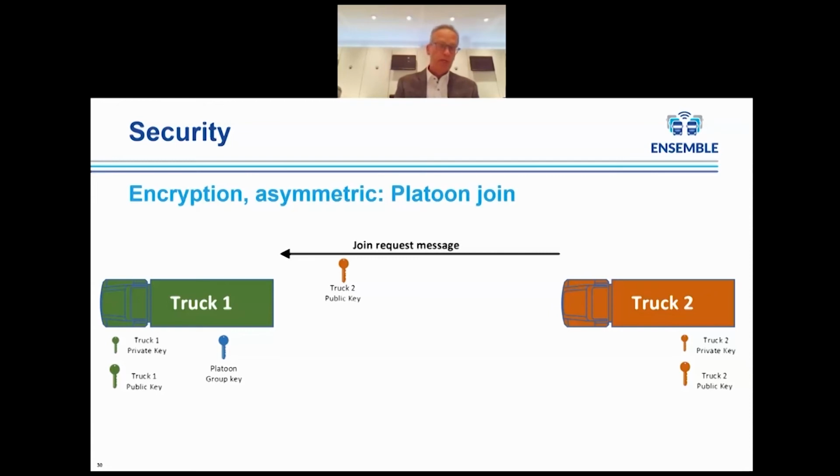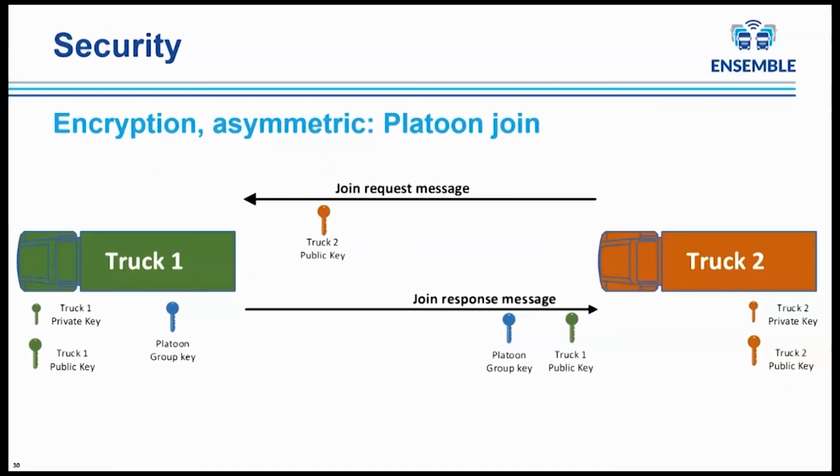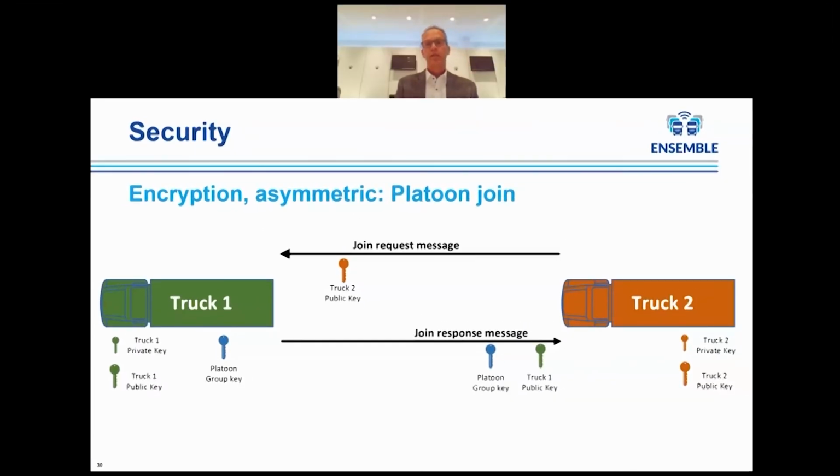But as you perhaps might remember, that key needs to be present in both trucks. So how do we make sure that the platooning group key ends up in truck 2? For that, truck 1 sends a join response message back to truck 2, and it copies that blue platooning group key into the message. It also copies its own public key into the message. But if truck 1 will send a message like this, everybody can listen into the message and determine the values of these two keys. That's not what we want to do. We want to make sure that the join response message is encrypted.